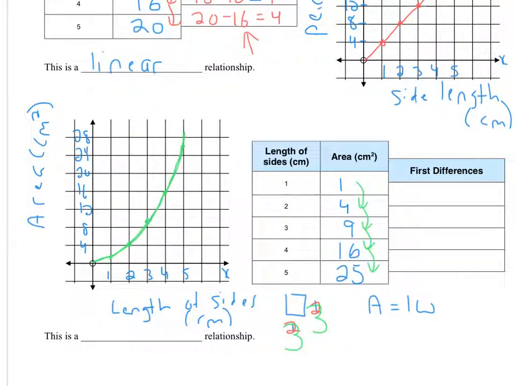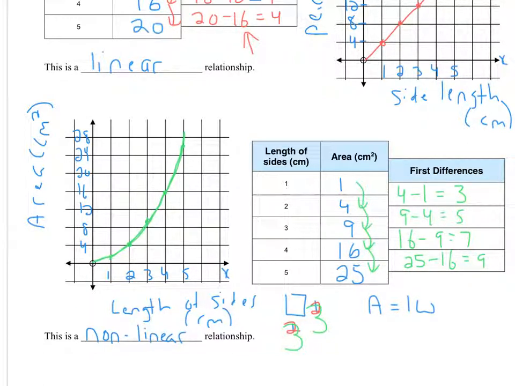So from 1 to 4, I jump by 3, and the calculation is 4 minus 1 is 3. From 4 to 9, the jump is 5. From 9 to 16, the jump is 7. And from 16 to 25, the jump is 9. So if you take a look at your first differences here, they're all different. And we already said we drew a curve of best fit as opposed to a line of best fit, which means this is a non-linear relationship.